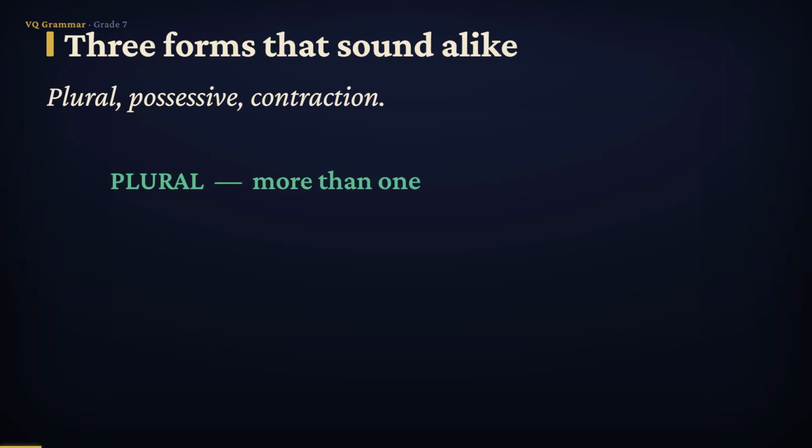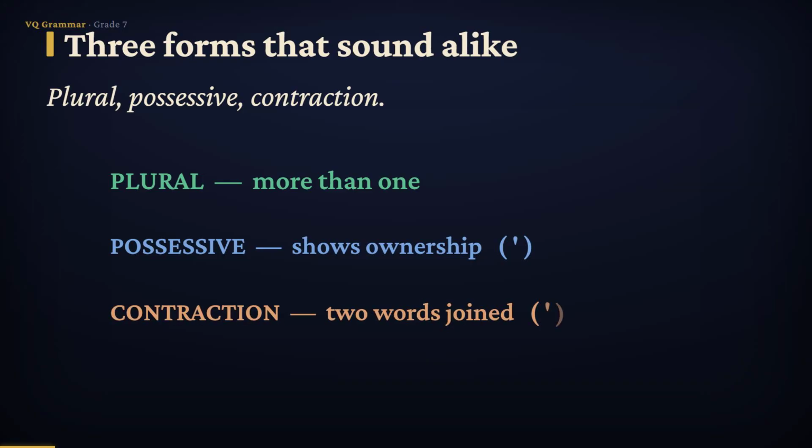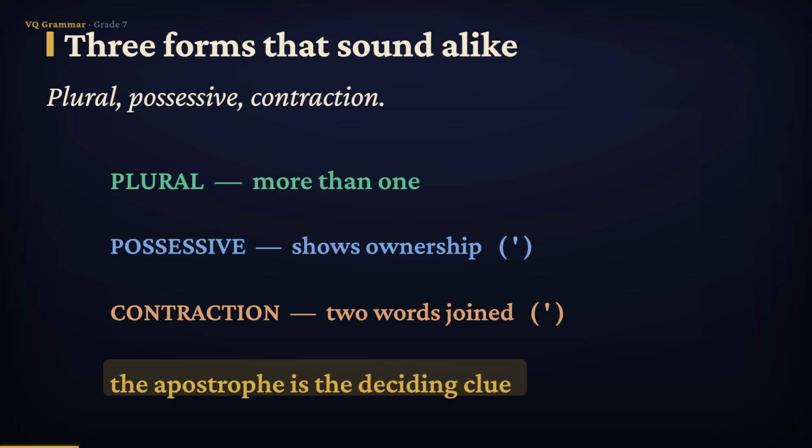There's the plural, which just means more than one. There's the possessive, which shows that something is owned. And there's the contraction, where two words are squeezed into one. They can sound identical out loud, yet they spell different things and mean different things. Here's the good news. One tiny mark, the apostrophe, is the deciding clue that tells them apart. Where it sits, or whether it's there at all, gives the whole answer.